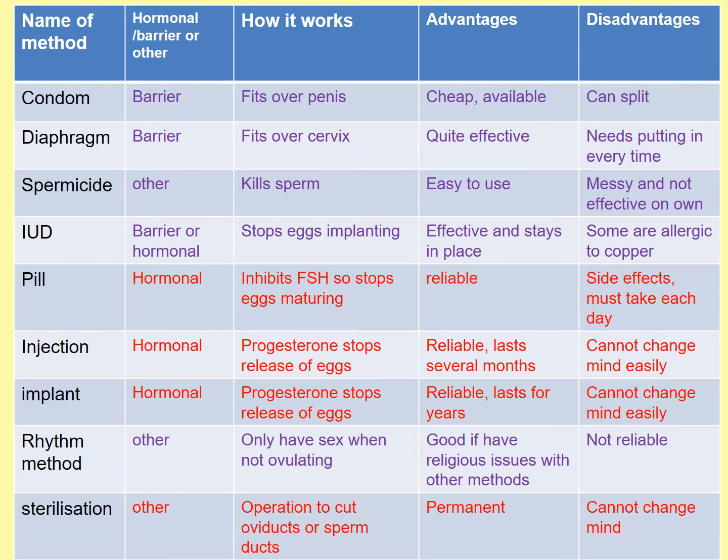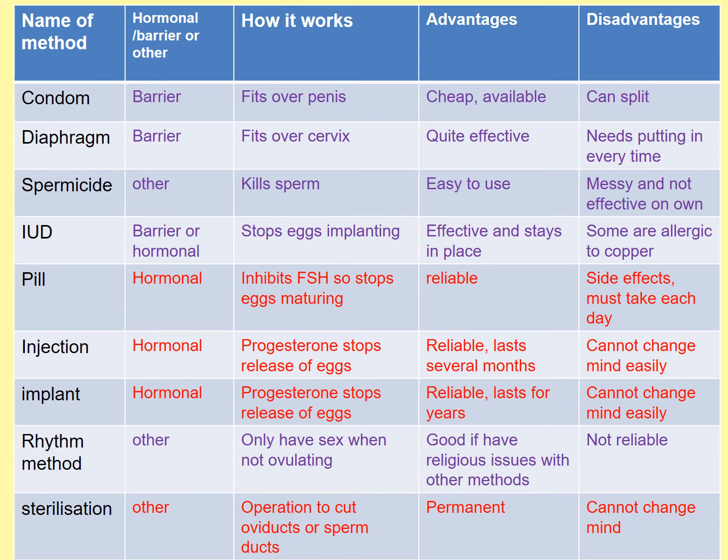So fill in the remaining barriers and we can go through those here. So the pill is definitely hormonal. It tends to reduce the amount of FSH, so the eggs don't mature. The advantage is it is a reliable method, 98 to 99% if you take it regularly. But the disadvantages are things like it has side effects and you must take it every day.